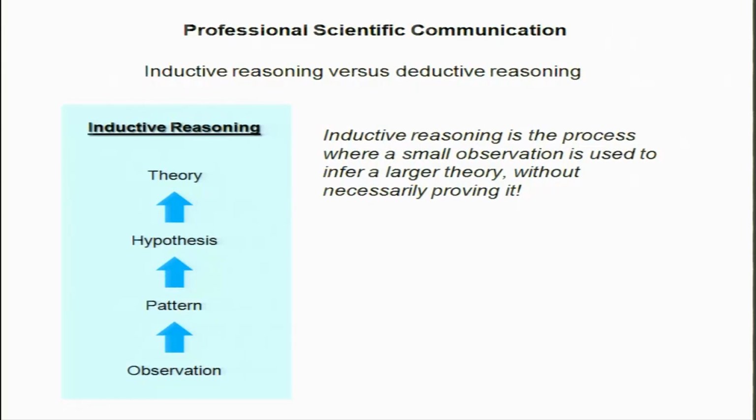So, inductive reasoning is the process where a small observation is used to infer a larger theory, okay, without necessarily proving it. Give an example, evolution. Evolution is something that happens over millions of years. So, it is impossible for any scientist to live through as many years to see the process, observe, document and say. So most often what you do is look at certain patterns, and you come up with a certain theory which you say is possibly happening.